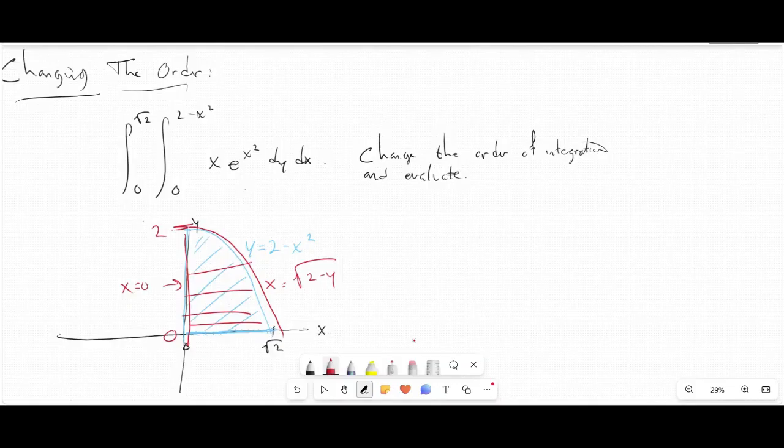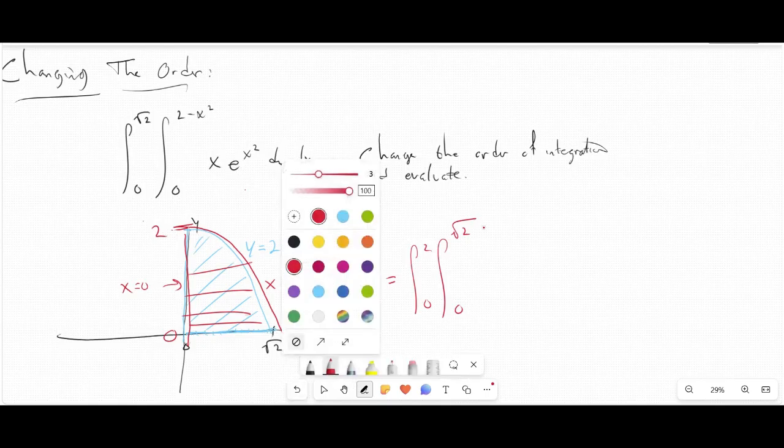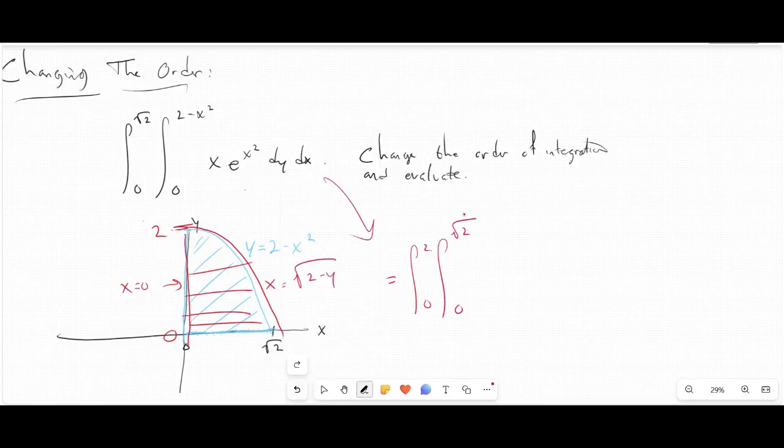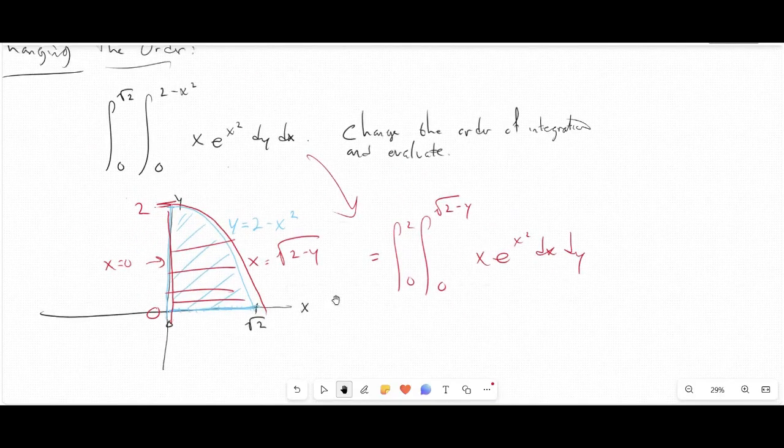which means this integral up here is equal to the integral from 0 to 2. x goes from 0 to the square root of 2 minus y. Whoops, sorry. Give me my pen. x e to the x squared dx dy. Same number. By Fubini's theorem, this is the same integral. But we did it in a different order, reverse order.